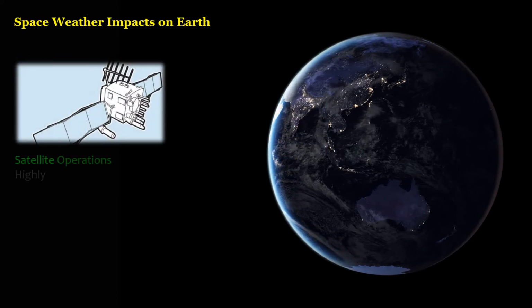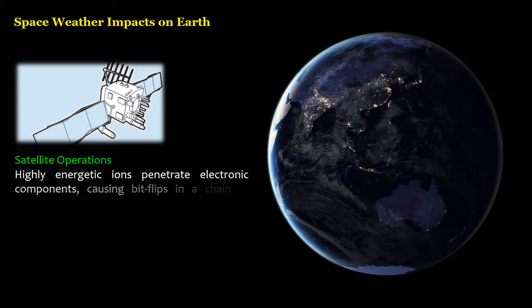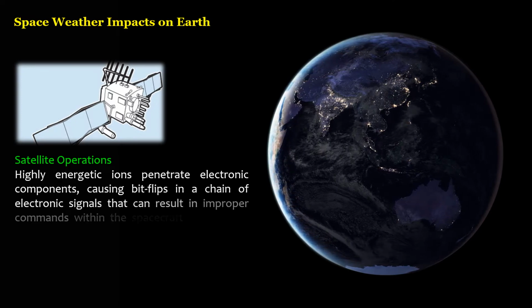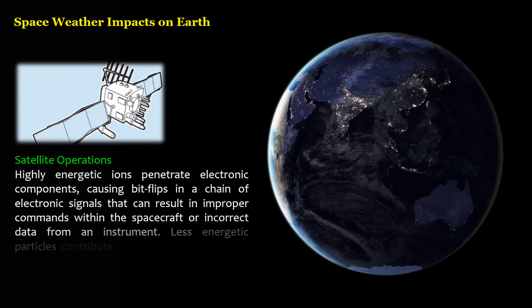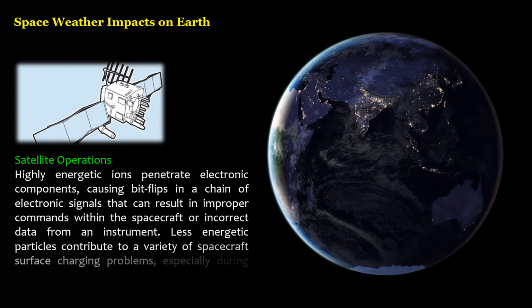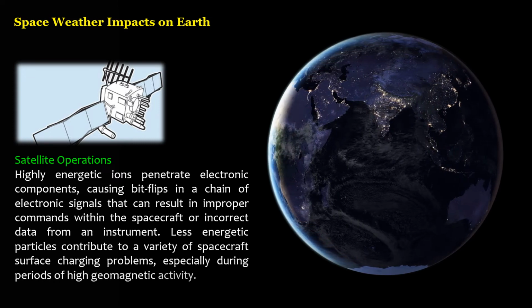Satellite operations. Highly energetic ions penetrate electronic components, causing bit flips in a chain of electronic signals that can result in improper commands within the spacecraft or incorrect data from an instrument. Less energetic particles contribute to a variety of spacecraft surface charging problems, especially during periods of high geomagnetic activity.